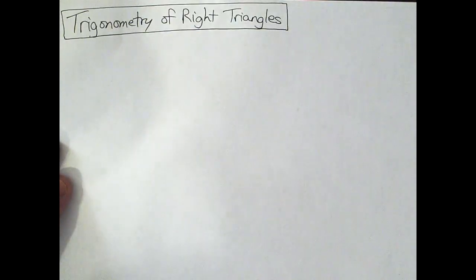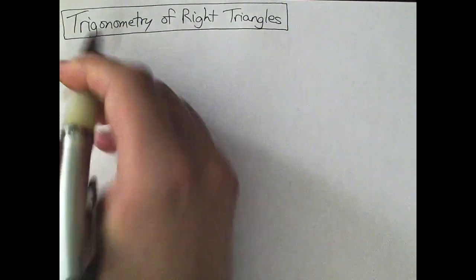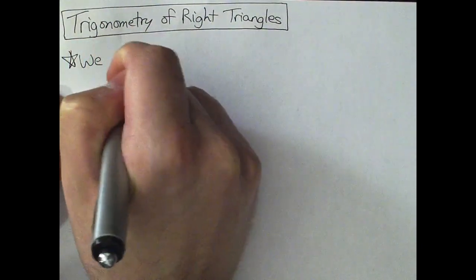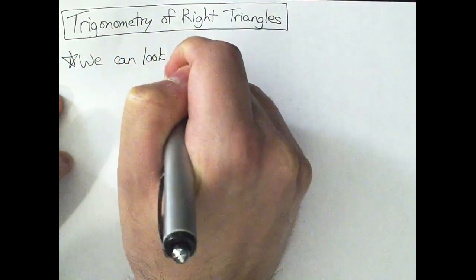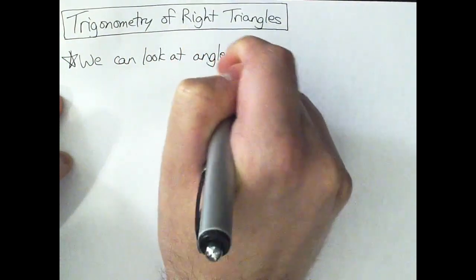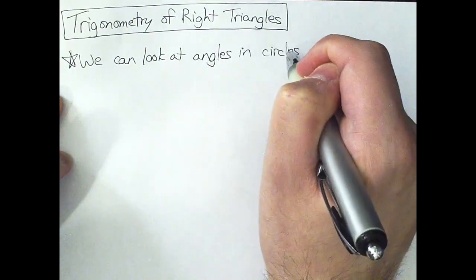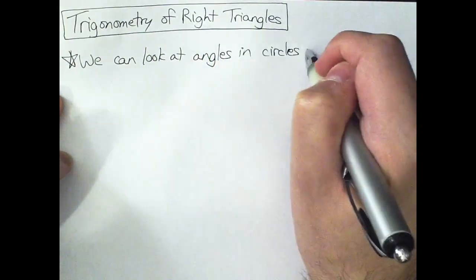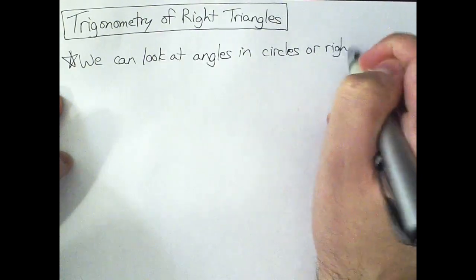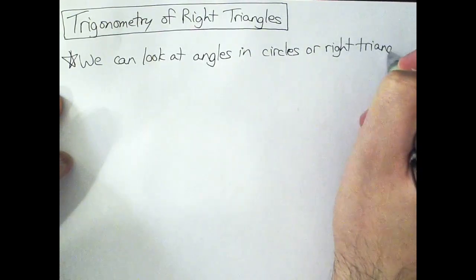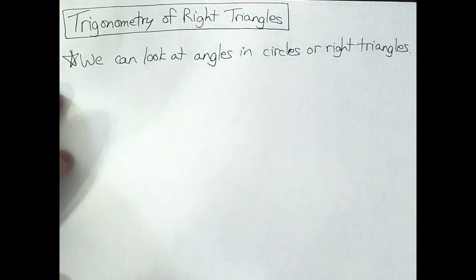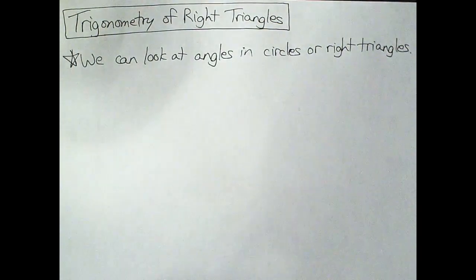All right, trigonometry of right triangles. I want to start by saying that we can look at angles in circles. We did that in the previous section. We looked at angles in circles, or right triangles. And I'll show you what I mean. Remember, last time we had the definition for angle, and we looked at them starting with the unit circle, and then we also looked at just some angles in larger circles as well.